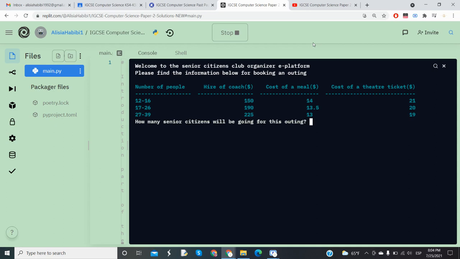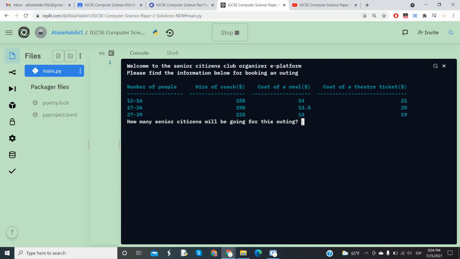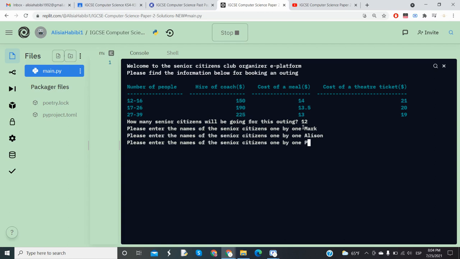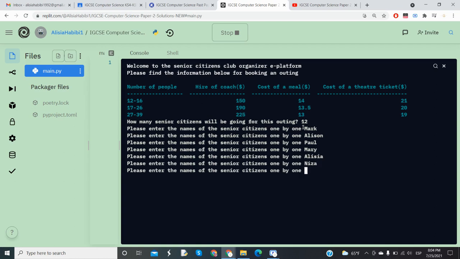So it's asking for how many citizens are going to be going on this outing. Now I'm going to say, for example, let's say 12 citizens. It's going to ask me for the names of the citizens. So let's say Mark, one, Allison, Paul, Mary, Alicia, Misa. So how many do we have? 1, 2, 3, 4, 5, 6. So we have 6. We still have 6 more to go.